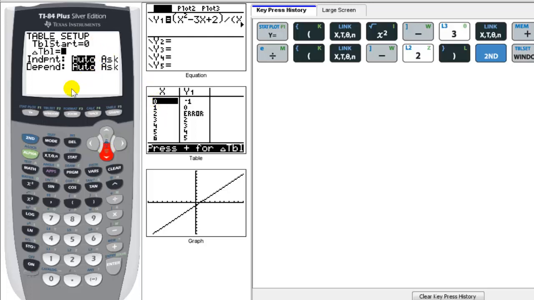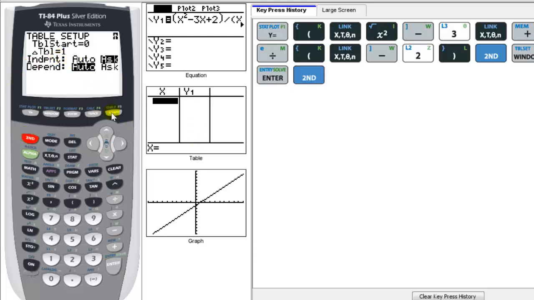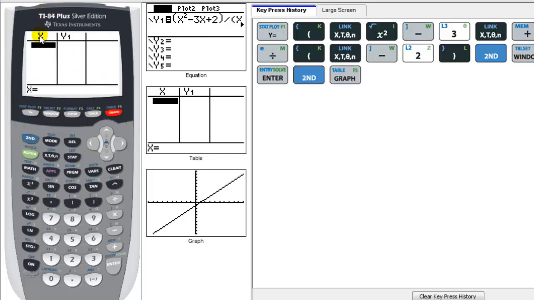But what we want to change is the independent, which is the x values. We want the calculator to ask for those. So notice how the table now is blank. So now go to your table. Notice how the table's blank for your x and for your y values.